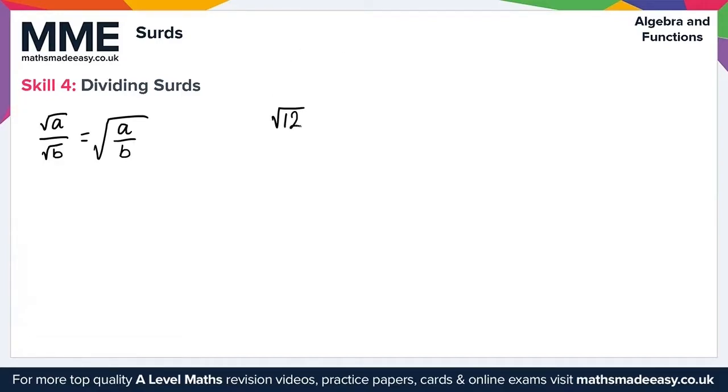If we take a look at an example, let's say we've got the square root of 12 over the square root of 4. In this case, we write this under one single square root, so that's going to be the square root of 12 over 4. And 12 over 4 we know is 3, so this becomes the square root of 3.